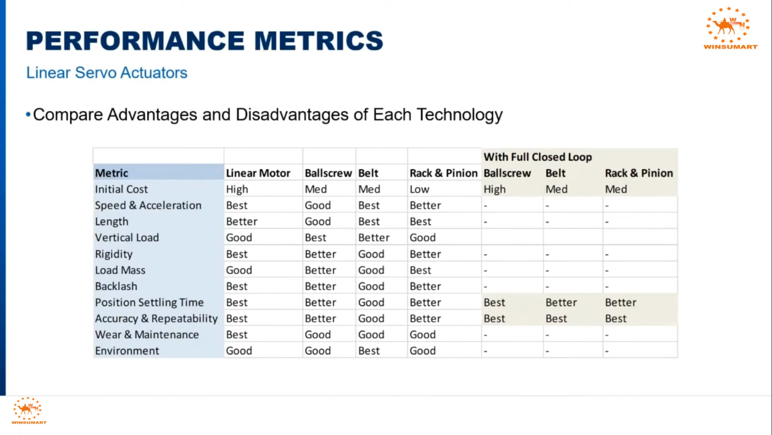Now let's look at how each of these technologies compare in metrics such as initial cost, speed and acceleration, and other factors listed in this table. I'll define each of these metrics and then discuss the strengths and weaknesses of each technology. Please bear in mind that this is not a strict and absolute evaluation, but represents general industry trends.